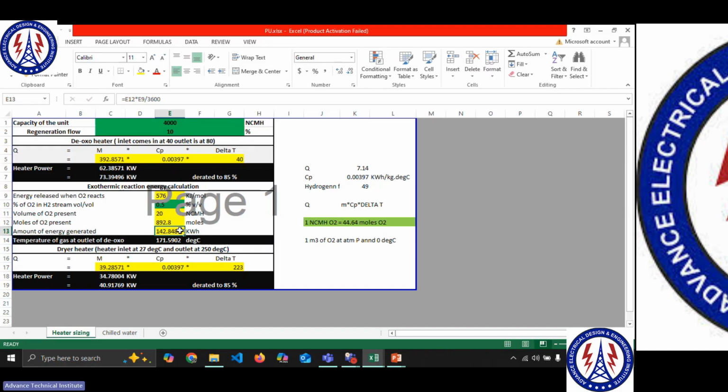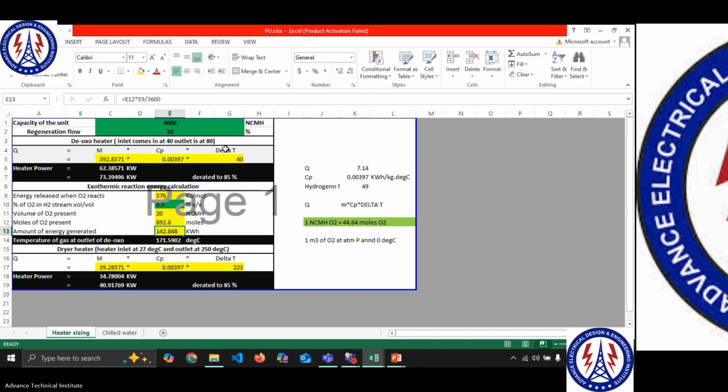Can I say this is the Q now? I am supplying 142 kilowatt hour of energy to hydrogen, 4000 nm cube of hydrogen, which is at 80 degrees Celsius already. So all I need to find out is what is the delta T, because I know Cp, I know mass, I know Q also. Q is how much? This much.